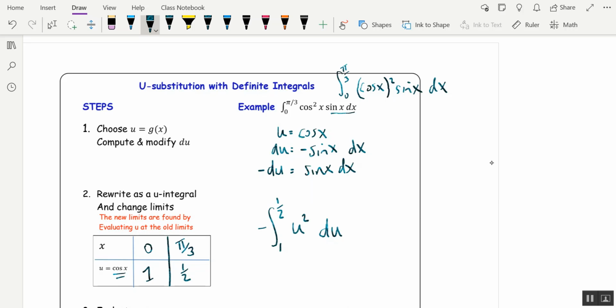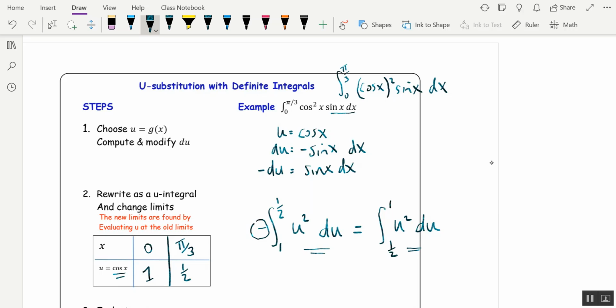Now, if it bothers you that the lower limit is actually larger than the upper limit, you could rewrite and switch the limits, 1/2 at the bottom and 1 at the top. But when you do that, you introduce a minus sign. But that's great because that will cancel this minus sign. So we'll have positive integral from 1/2 to 1 of u squared du. Now, you don't have to do that step. If you want to evaluate this integral, you can, and you'll get the same answer.